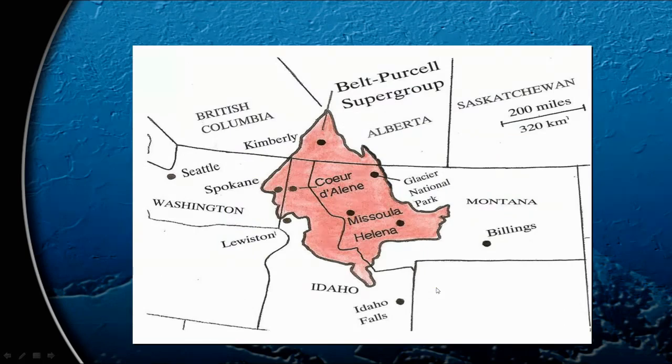And then here's the belt rocks. It's called the Belt Purcell Supergroup. It's called the Purcell Supergroup in Canada and the Belt Supergroup in North America. And that's the approximate location, but it actually extends underneath the sediments further to the east. You can see it's generally circular.